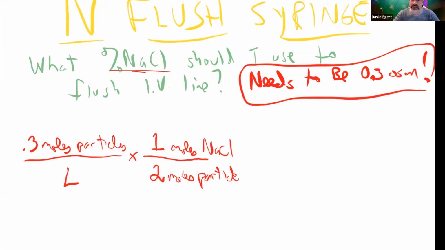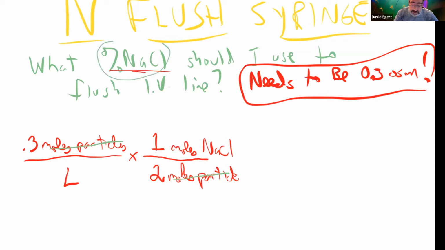Because each individual NaCl breaks into 2 individual ions that are independent. So 1 mole of NaCl is 2 moles of particles, right? Yeah, stop me if any of this doesn't make sense to you. The nice thing about dimensional analysis is, are you supposed to multiply or divide by 2? We have to make sure that the units cancel. So I know that this 2 moles of particles has to be on the bottom because I need my NaCl on top and the particles need to cancel.